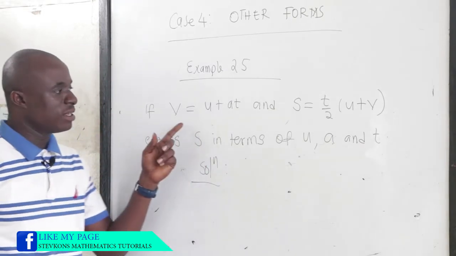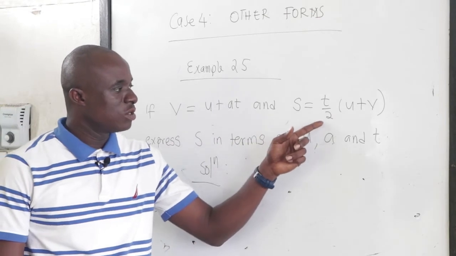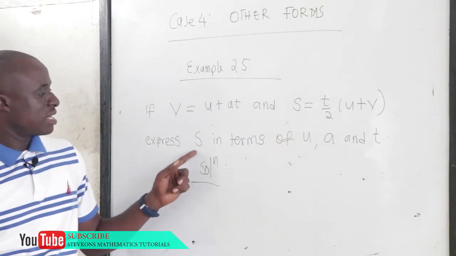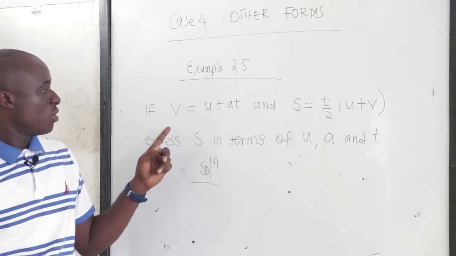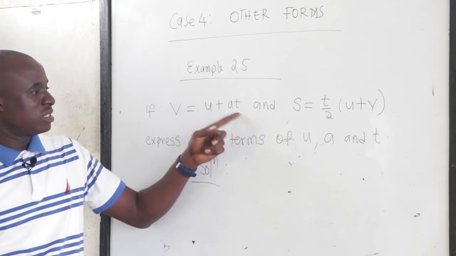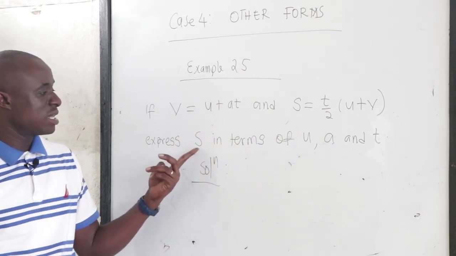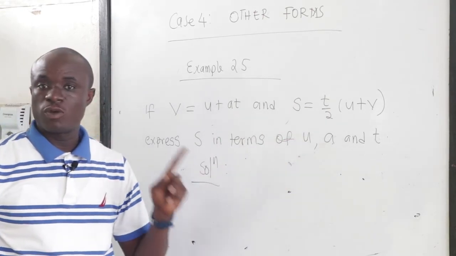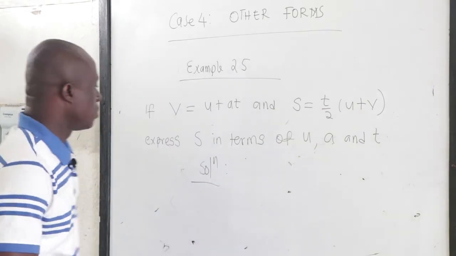It says that if v is equal to u plus at and s equal to t over 2 times (u plus v). The question is saying that express s in terms of u, a, and t. Look at it. We're given v, u, a, t, and then s. But in this case, they are saying that we should rather express s in terms of what, u, a, and t. It means the v is not part, which means that we have to eliminate the v. So how do we do such a thing?